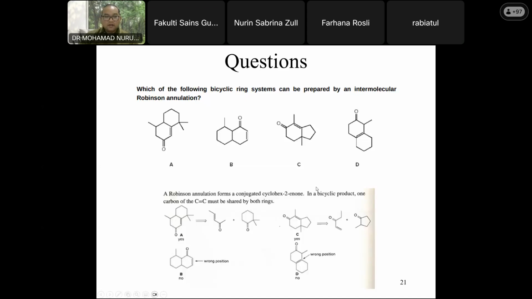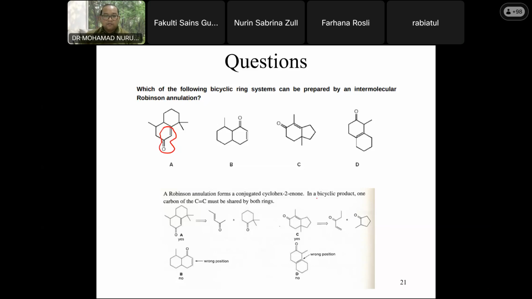Robinson annulation forms a conjugated cyclohexenone. The conjugated cyclohexenone in this one is what we call a conjugated cyclohexenone.